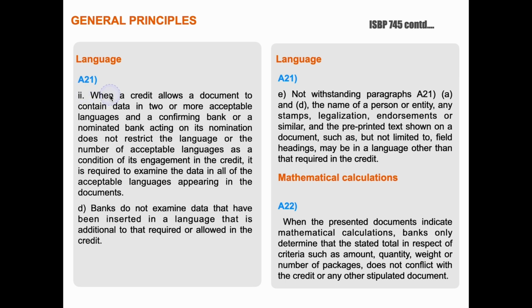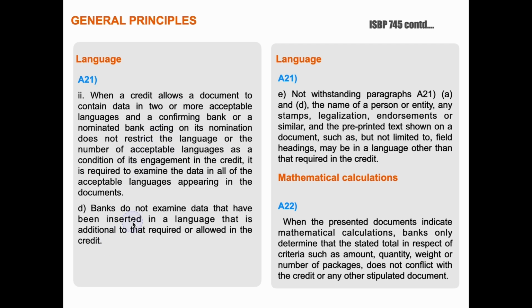Now the next one is when a credit allows a document to contain data in two or more acceptable languages, and a confirming bank or a nominated bank acting on its nomination does not restrict the language or the number of acceptable languages as a condition of its engagement in the credit. It is required to examine the data in all of the acceptable languages appearing in the document. This is quite logical. If they have not restricted, then no choice, they have to check the documents as per the languages allowed in the LC.